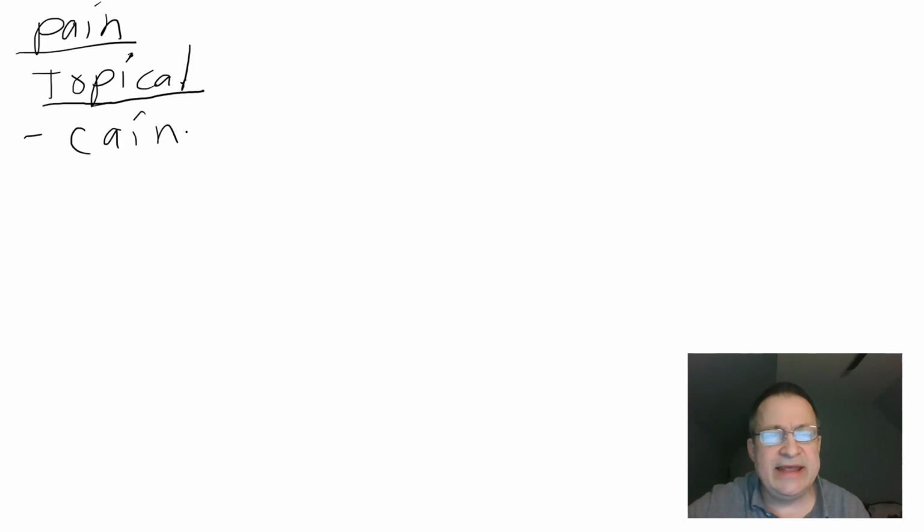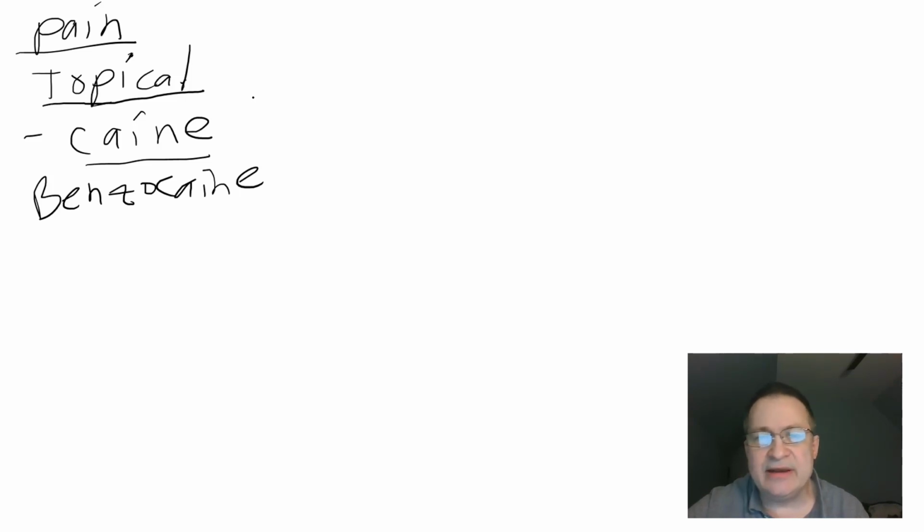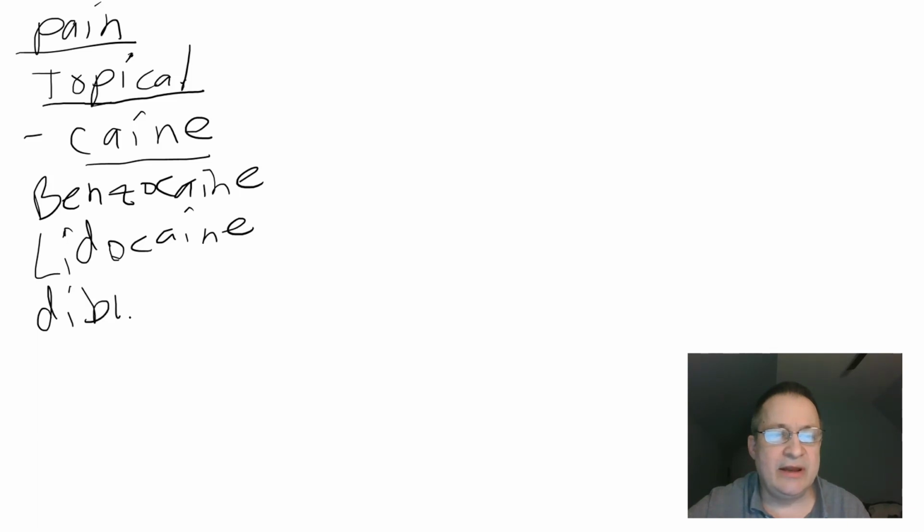So if you see anything that ends in "caine," then that would be for pain. For example, if it asks you about benzocaine, you'll see that in all kinds of products for burn pain, for dental pain, like Orajel, Ambesol. It could be used for hemorrhoids, and lidocaine is used for the same things. A lot of times you'll see viscous lidocaine, the liquid that you use for sore throat. Dibucaine is often used for hemorrhoids.